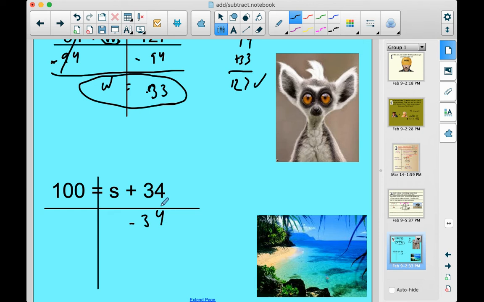Okay, so hopefully what you did to both sides is you subtracted 34, which is the inverse of adding 34. You should have gotten s equals 66. Okay, which if you replace in our original equation, you get a true statement. 66 plus 34 does equal 100.